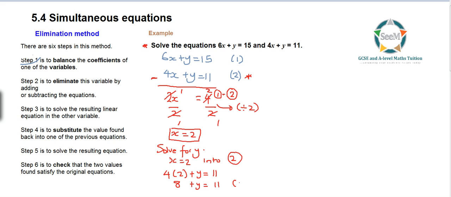Alright, to solve for y, we simply take 8 from both sides of the equation, and we're left with y equals 3.